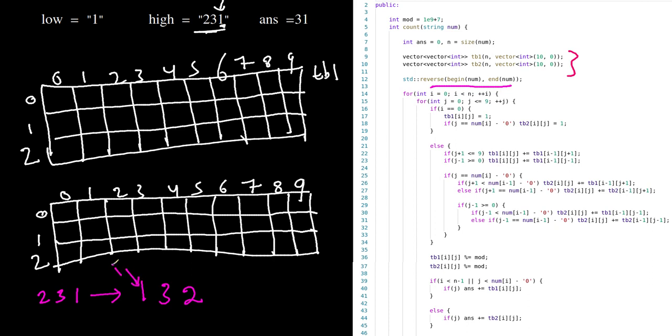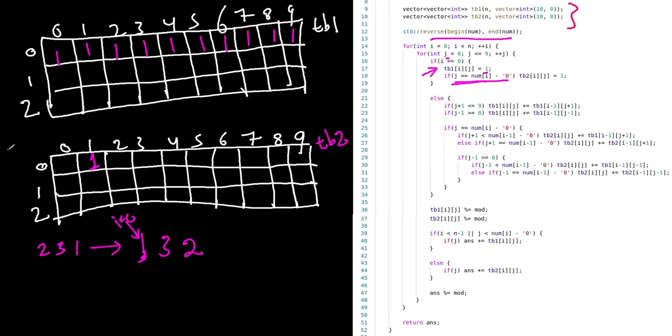Now this is I equals 0. When I equals 0 for TB1, the possibilities are from 0 to 9. So for every value between 0 and 9, for every j we assign 1. So this is 1. For TB2 we said we need the exact value, so only when j equals the current value is it 1. So when j equals 1 we set it to 1, and the other values in the row are zeros.